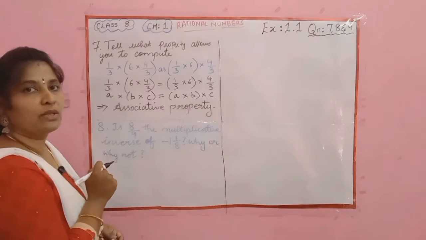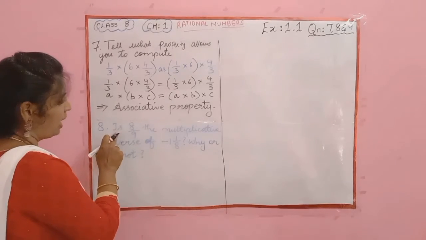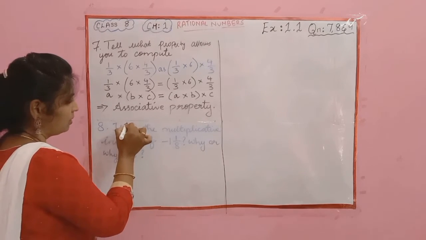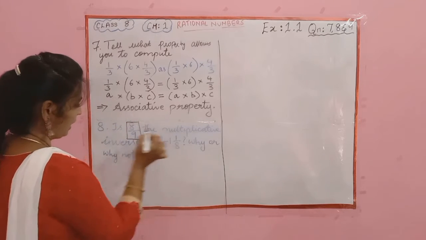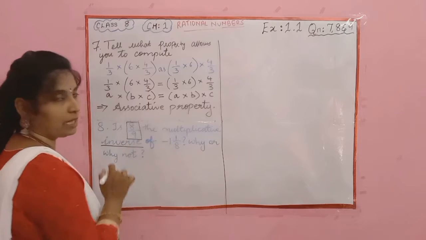Coming to question number 8. So is 8 by 9... okay, let me highlight it. 8 by 9, the multiplicative inverse, the multiplicative inverse.